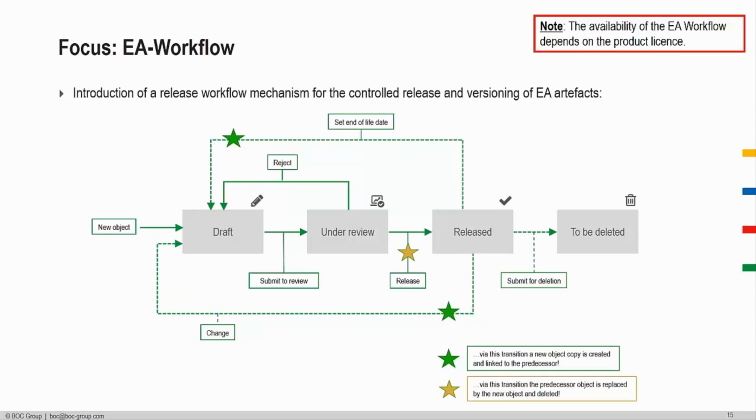Also, if any object needs to have an attribute changed, or maybe the decommission date needs to be set on a released object, then a copy of that object is created in a draft state before then moving through the review process once again. So there's a number of different scenarios that we can look at here and that we can support, but we're going to just have a look at a couple today live in ADOIT. So again, I'm just going to switch back, and again, as I mentioned here, the availability of this EA workflow really depends on your product license. It's not available as standard.